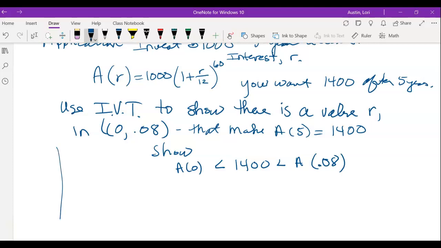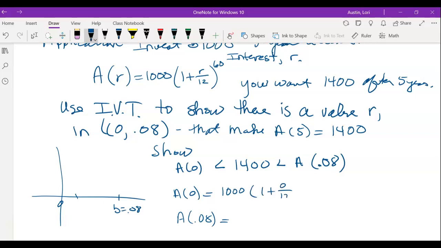So on your graph, what you have now is A equals 0 and B equals 0.08. So let's calculate A sub 0 to kind of show the intermediate value theorem. You just got to show the endpoints. Calculate A sub 0, calculate A sub 0.08. All right, 0 should be easier to calculate. So we could do that one without a calculator. So A sub 0 means 1,000.